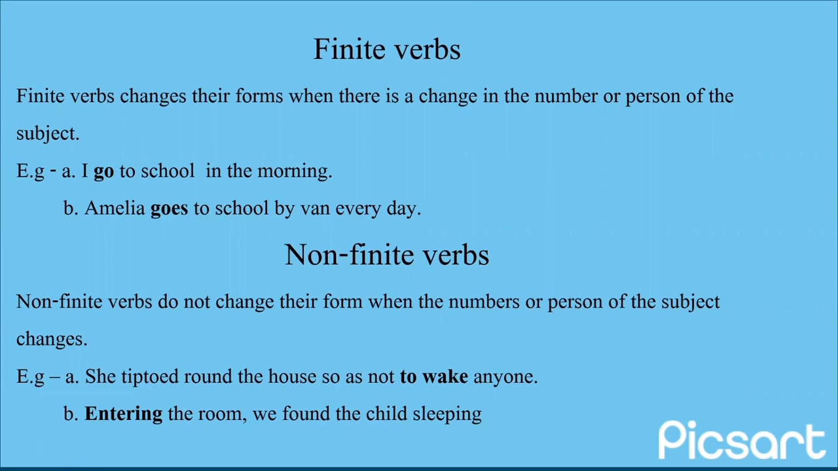For example, I go to school in the morning. Emilia goes to school by van every day. In the above sentences, the verbs go and goes show the tense, and their form is influenced by the subjects I and Emilia, respectively. So these verbs are finite verbs.